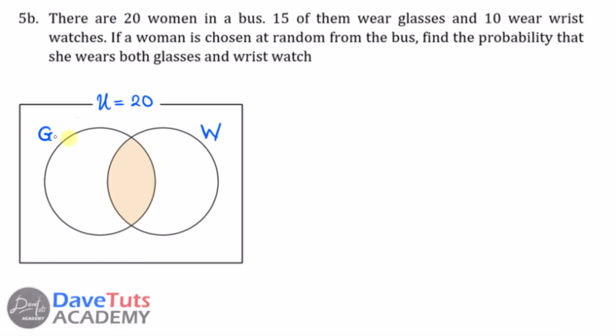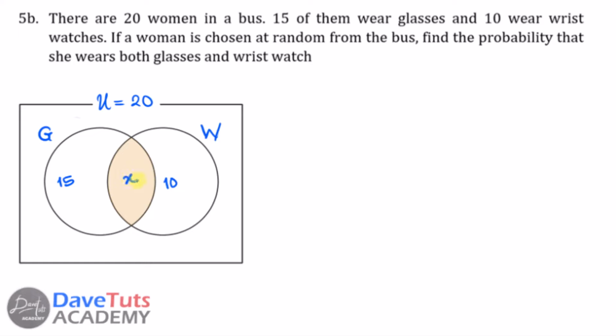Some are wearing glasses, some are wearing wristwatches. Now we are told that 15 of them wear glasses, so here is just 15, okay, and then 10 of them wear wristwatches, so 10 are wearing wristwatches. But there is a set of women that are wearing glasses and also wearing wristwatches, so we can call that X.